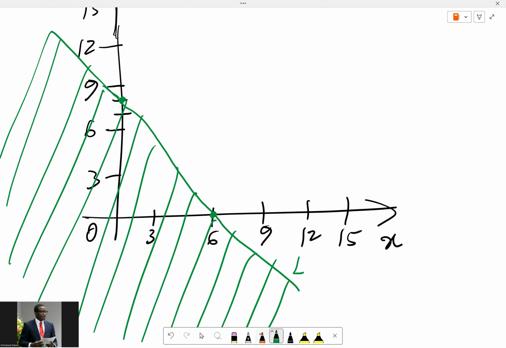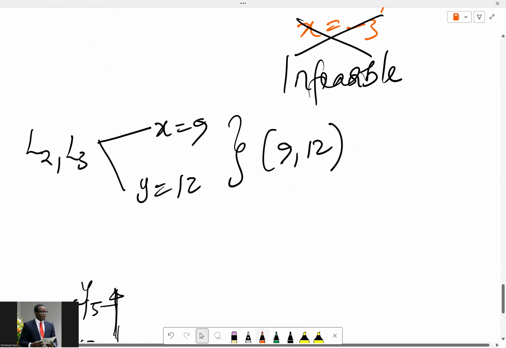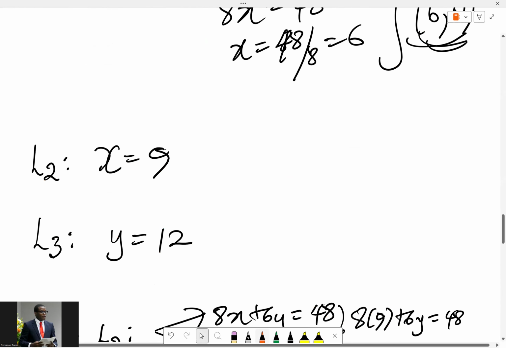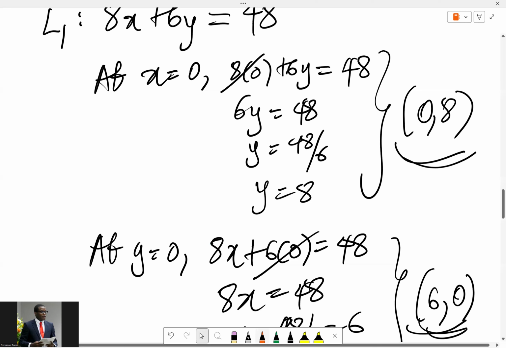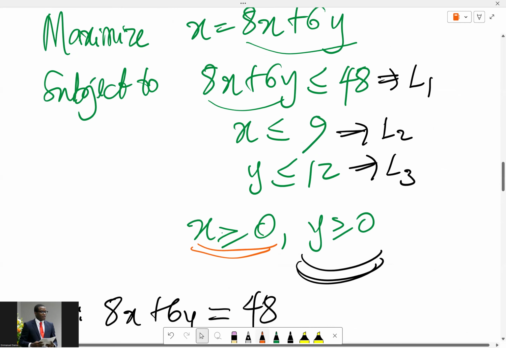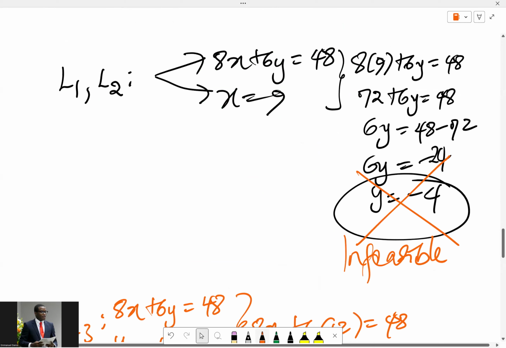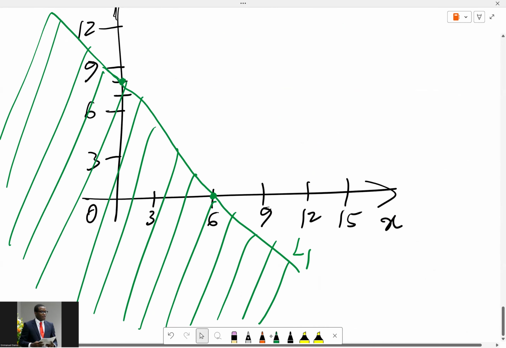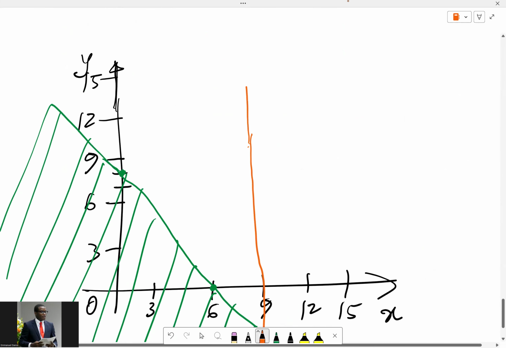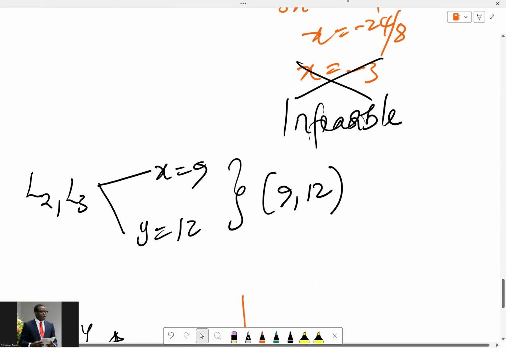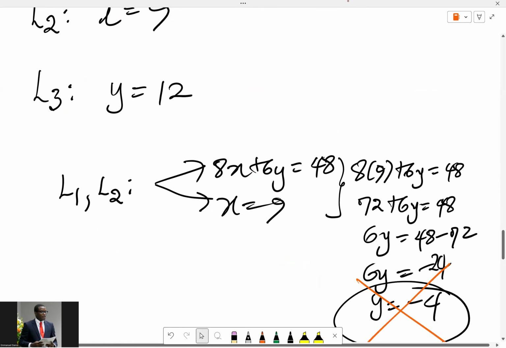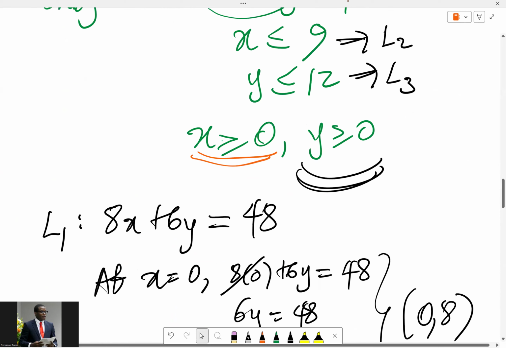So this is line 1 now. For line 2, we have x equals 9. Or better still, we can go to the inequality: x is less than or equal to 9. So for line 2 now, this is what we have. Line 2, x equals 9. But then it is x is less than or equal to 9.